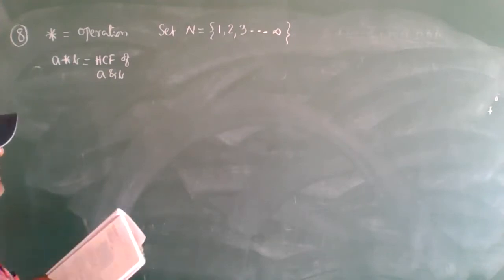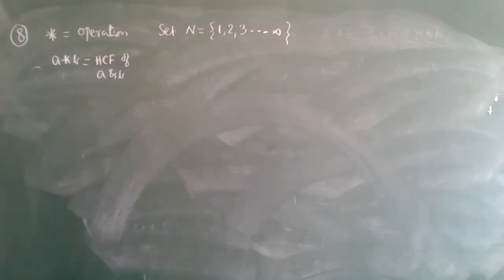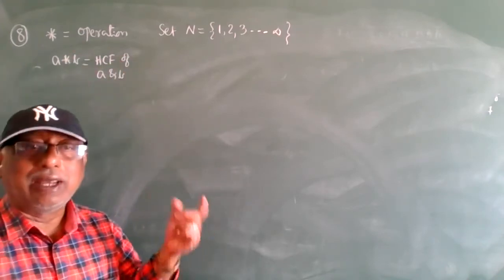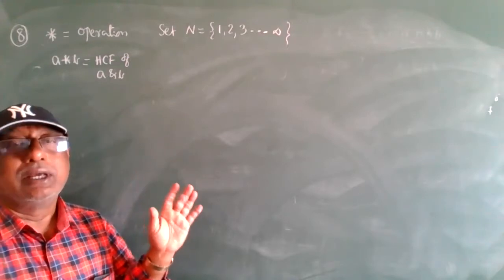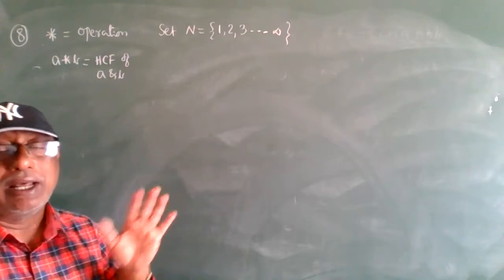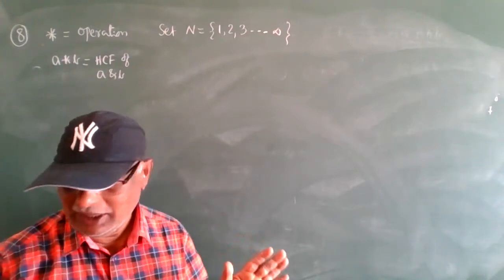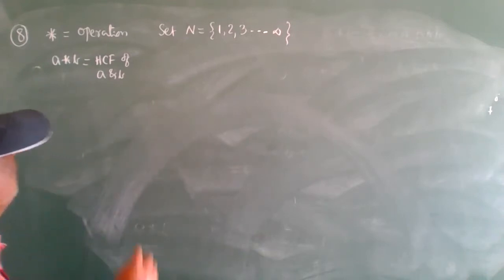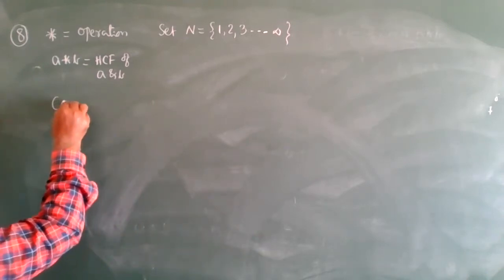So see, everyone. Here, since the set is given, I will take examples. If it is true, then I will write the commutative symbol. Otherwise, I can't write it. Okay? So first we are going to check commutativity. Everyone see.